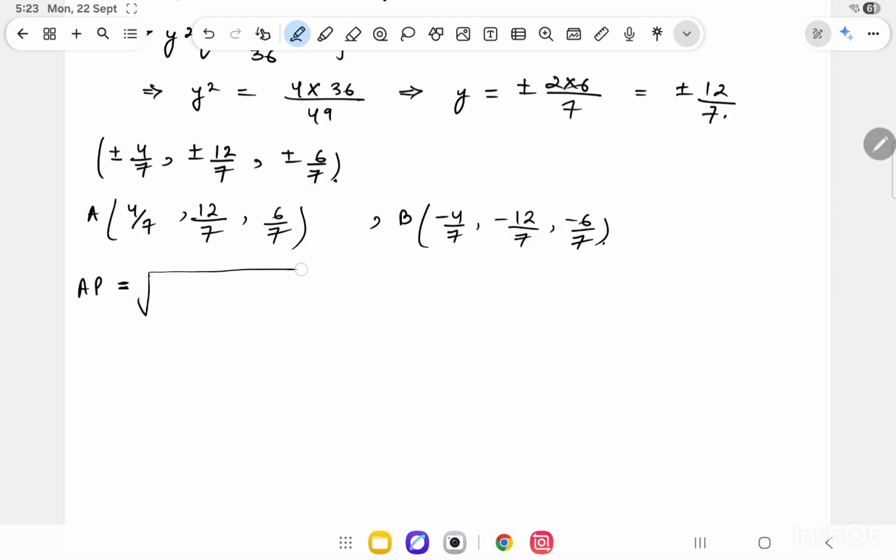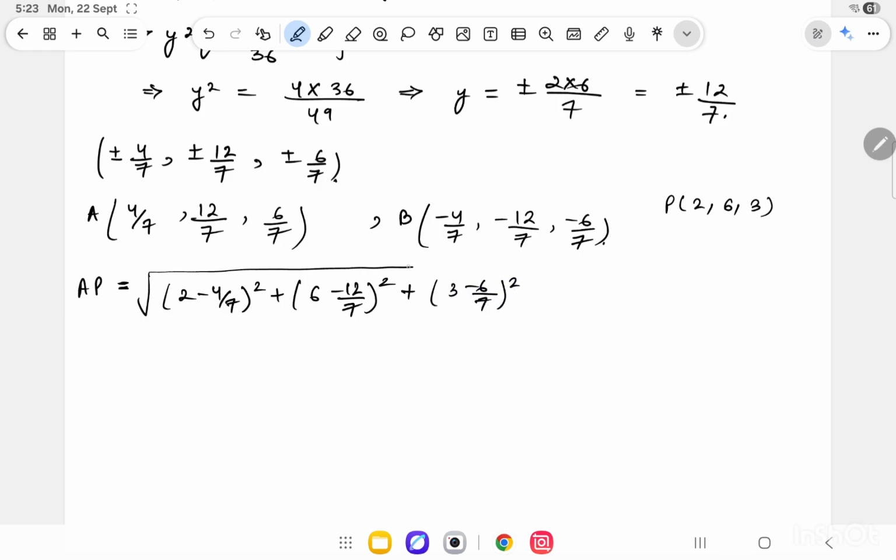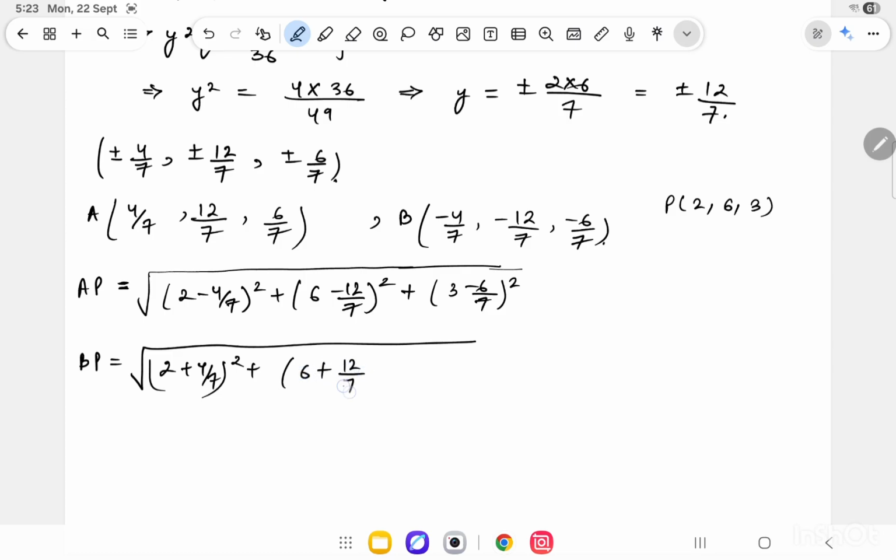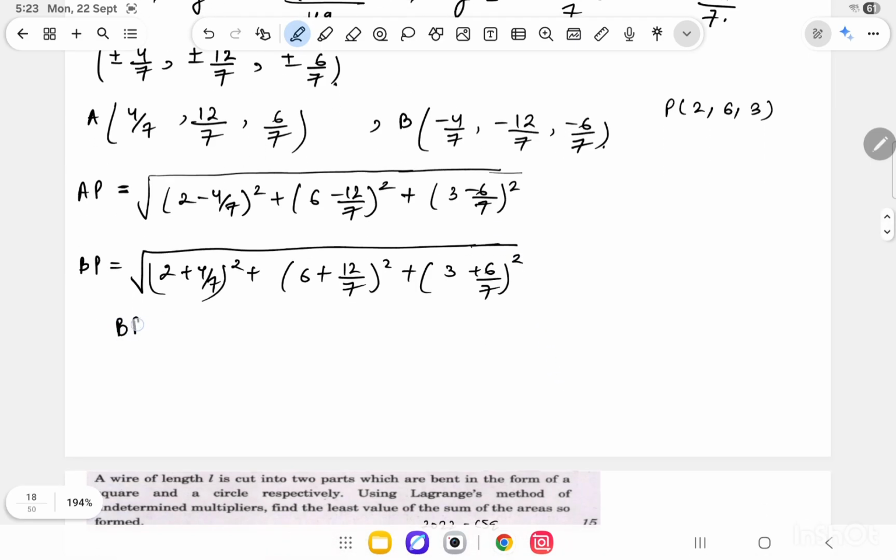So my AP will be basically, my P is 2, 6, 3. So my AP will be under root 2 minus 4 by 7 square plus 6 minus 12 by 7 square plus 3 minus 6 by 7 square. Likewise, my BP will be basically under root 2 plus 4 by 7 square plus 6 plus 12 by 7 square plus 3 plus 6 by 7 square. So you can clearly observe that distance BP is greater than AP.